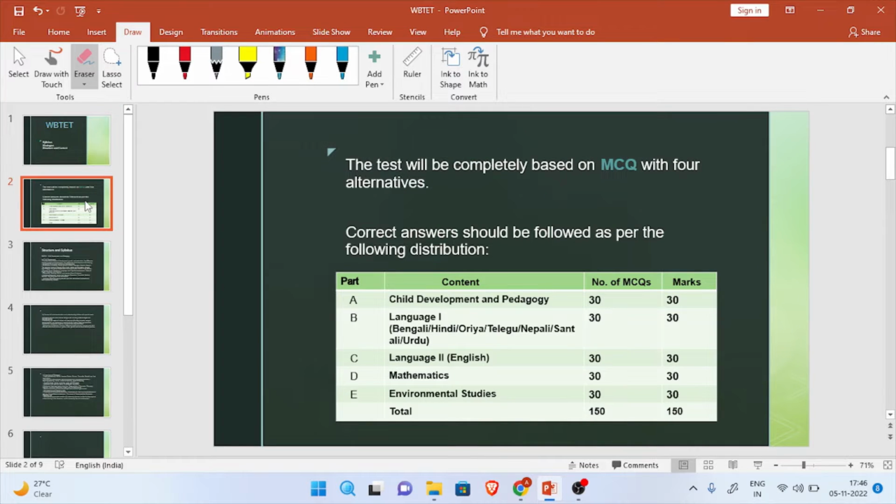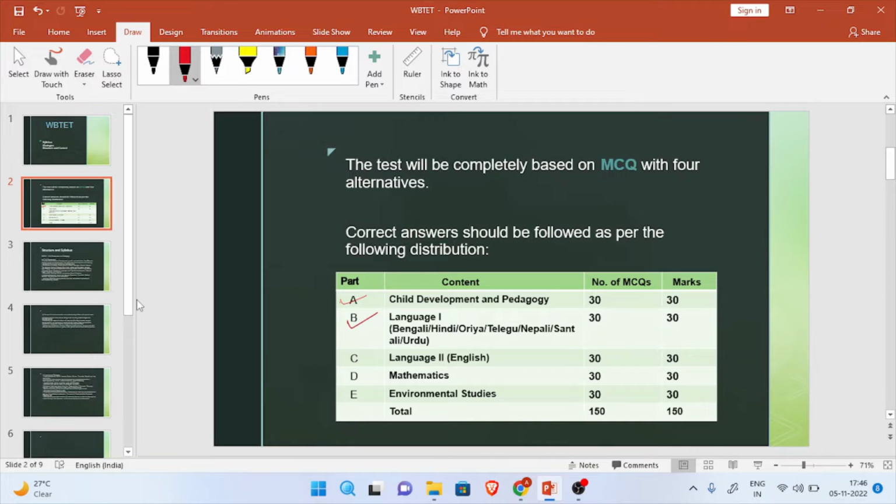This entire test will be based on multiple choice questions. Each question will carry 1 mark with 4 alternatives, out of which one answer will be correct, as per the following distribution. You can see there are 5 contents or 5 categories. First one is child development and pedagogy. Here you will have 30 questions and 30 marks.